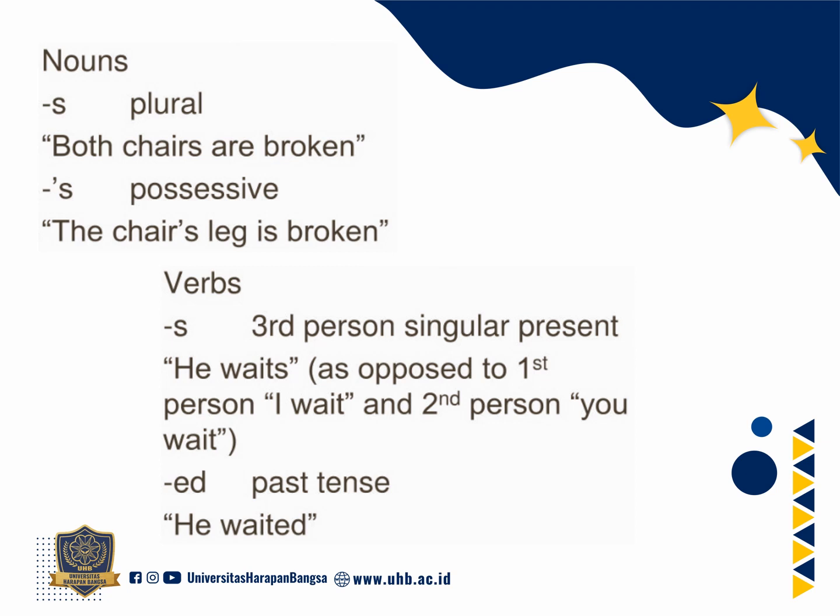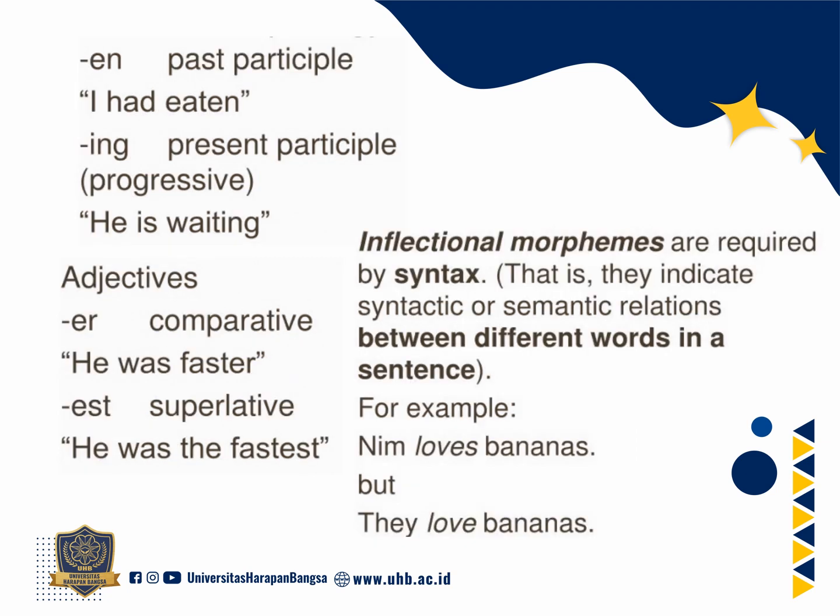And then ed indicates past tense. He waited. En is the past participle. I had eaten. Ing is the present participle or progressive. He is waiting. And then for adjectives, er indicates comparative. For example, he was faster. Est is for superlative, for example, he was the fastest.